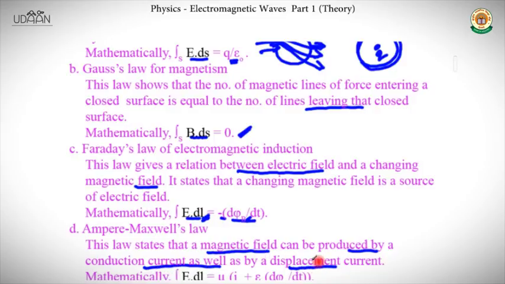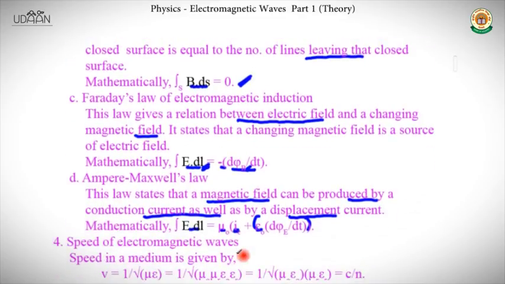So again, this is another law in electromagnetic induction. Here the magnetic field can be produced by conduction current and displacement current. That is basically electricity produces magnetic field. Right. So again we have the integral of B dot dl equals mu naught (Ic plus epsilon naught d phi E by dt). So here this term is the displacement current and this is the conduction current.